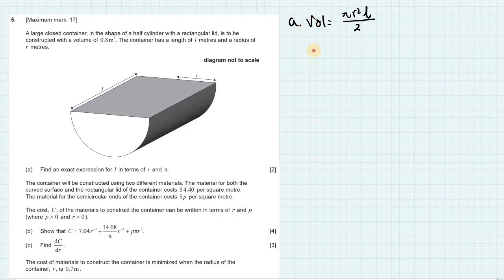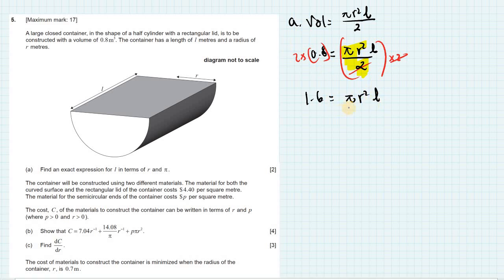We know the volume is 0.8, so 0.8 equals pi r square L divided by 2. The first question asks us to find the exact expression of L in terms of R and pi. So we have to isolate L and make it alone. We multiply all of this by 2, and cross out the 2. We have 2 times 0.8, which is 1.6, equals pi r square L.